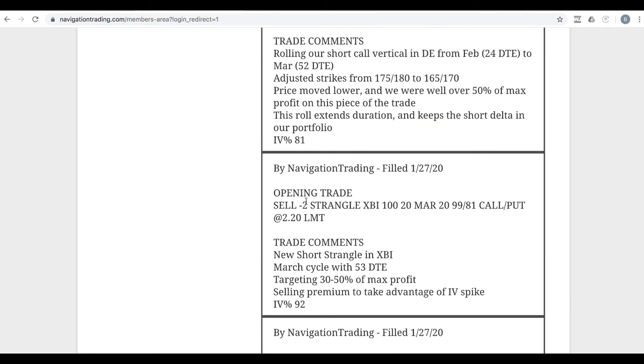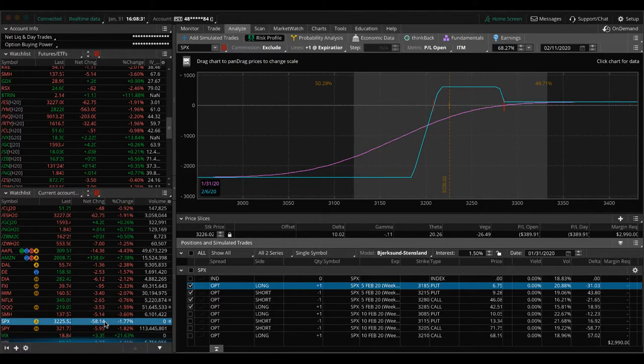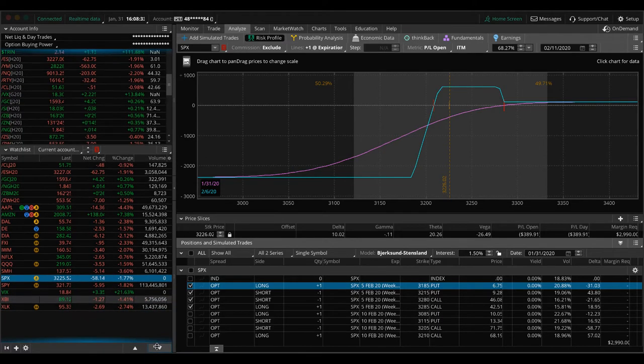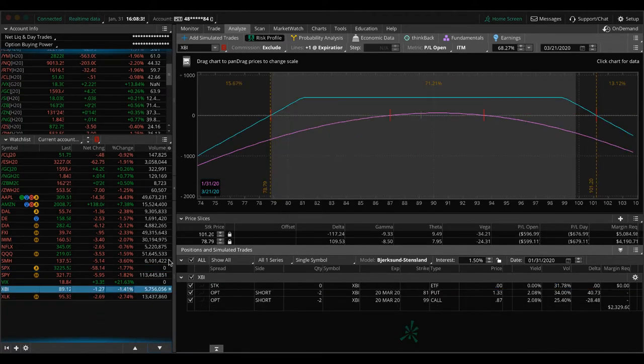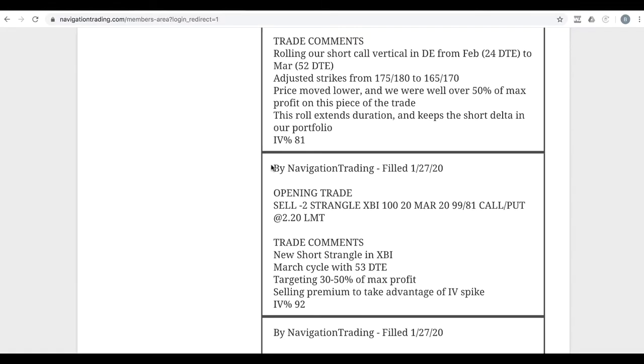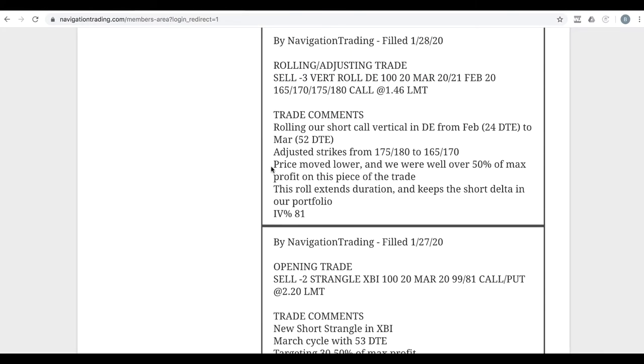Next trade, opening trade in XBI. So just dipping our toe in, selling some premium in some of these underlyings that we haven't seen high implied volatility in for quite a while. This one being XBI. If we take a look at XBI, what you will see here is price is still pretty dead centered. We got a move up and then back down, so we're pretty centered. Got a little bit of profit, just waiting for some more theta decay in XBI.